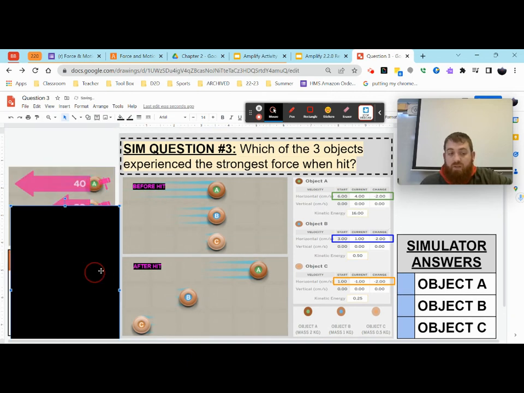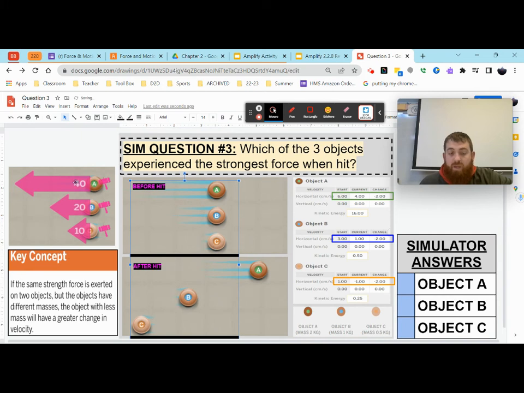We can see that when we run our sim. When we ran our sim, we saw that object A needed a force of 40 in order to change its velocity by 2, versus object B, which only needed 20 to change its velocity by 2. And object C only needed a force of 10 to change its velocity by 2. So our heavier object needs more force to have the same velocity change. Object B needs a little less, and object C needs the weakest force to change its velocity by 2. So our best answer here is object A.